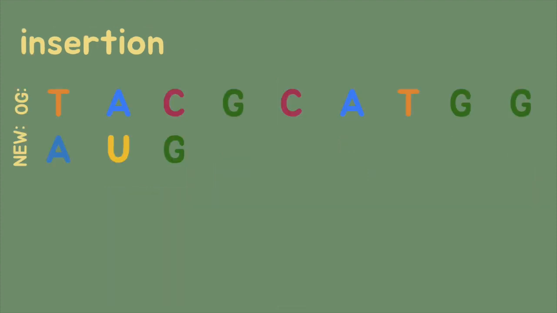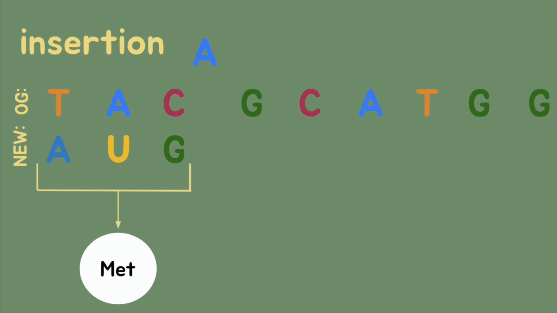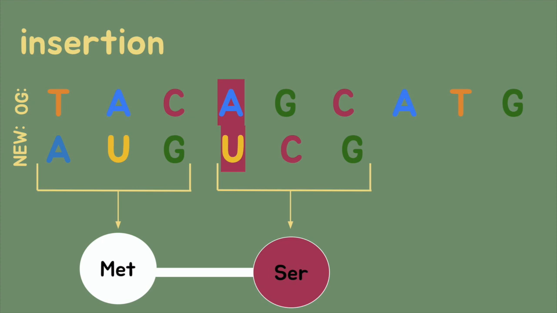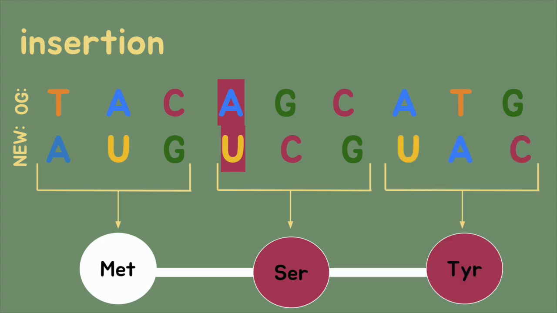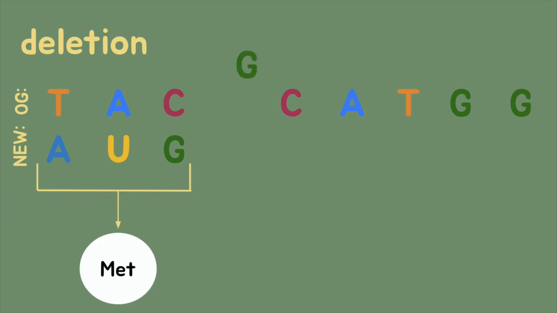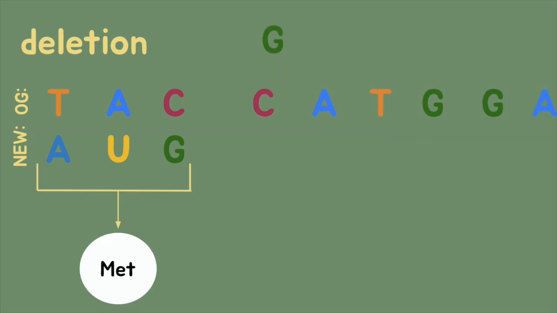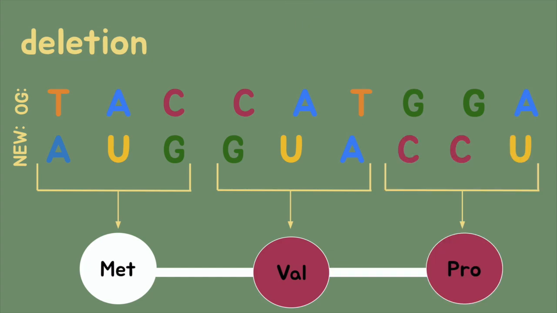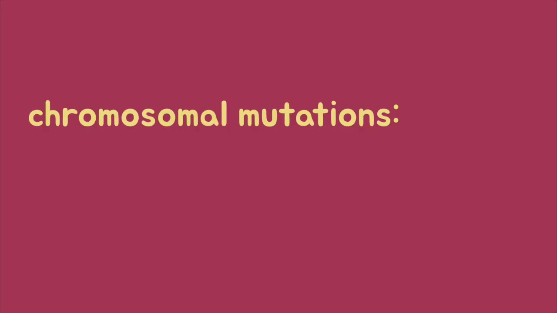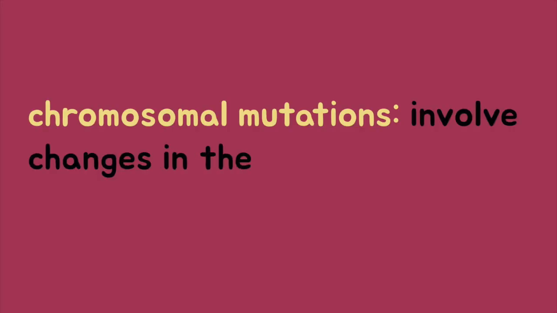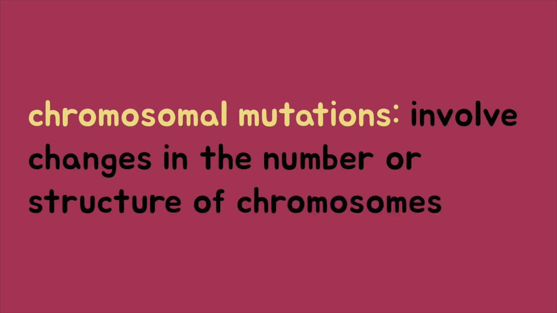Next is insertion, where a base is added into the strand, and it basically frame shifts everything down, so it affects all of the coded amino acids after the inserted base. And in a similar vein, deletion has the same frame shifting idea, except a base is removed instead of inserted. There are also chromosomal mutations, which involve changes in the number or structure of chromosomes, and there are 4 different types: deletion, duplication, inversion, and translocation, which are all similar to what we talked about.